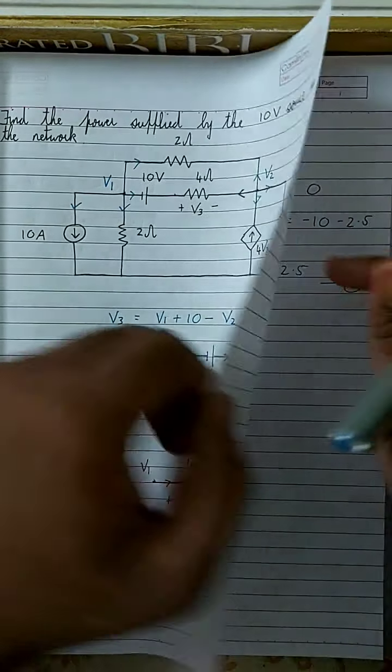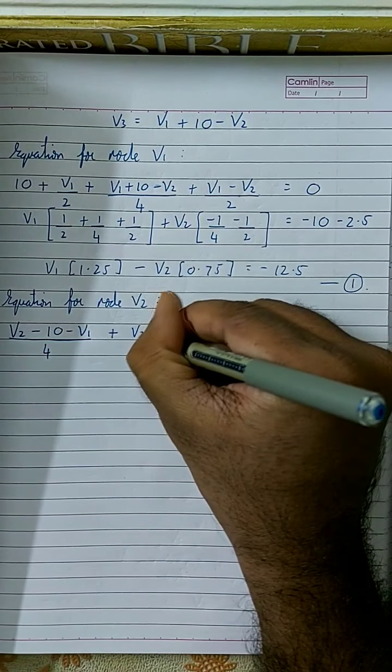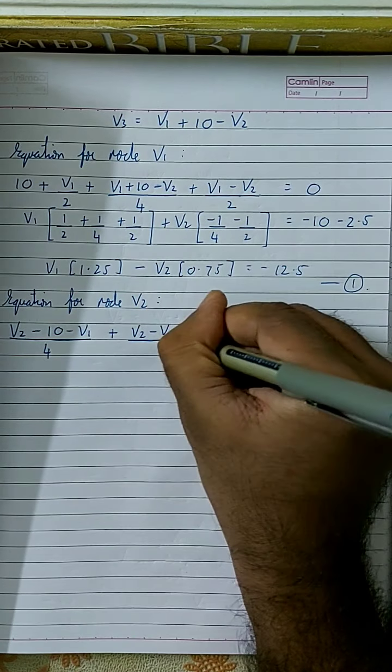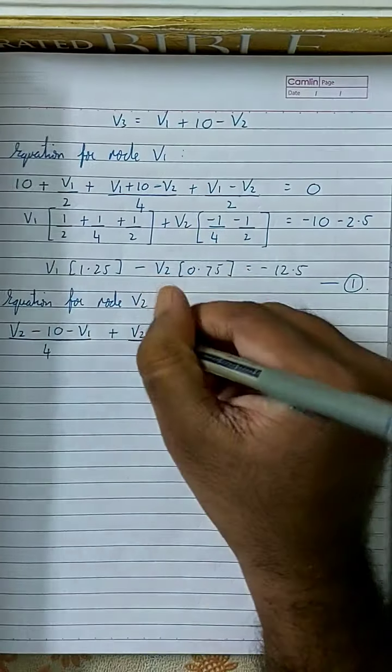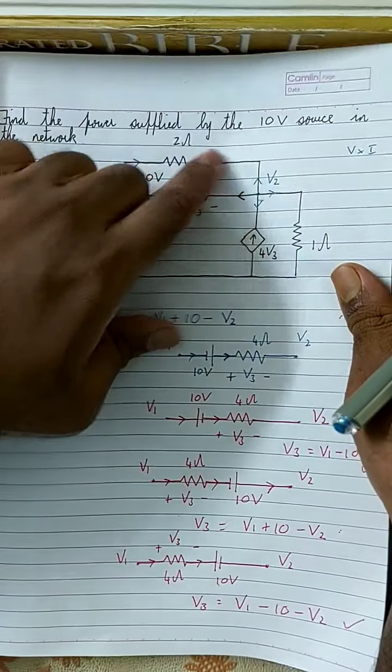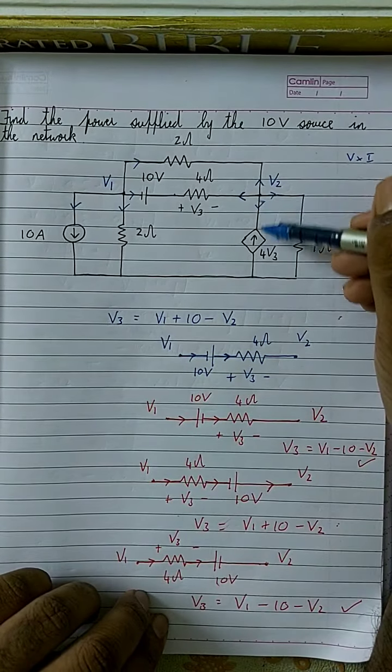So therefore, V2 minus V1 by 2. That is the current through this branch. Now, what is the current through this branch?